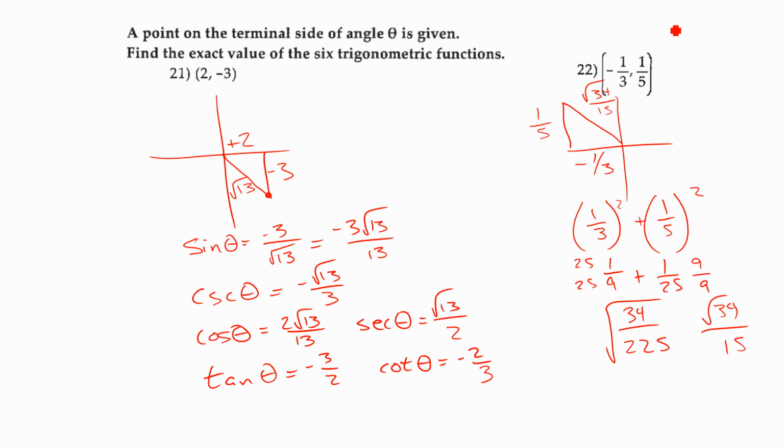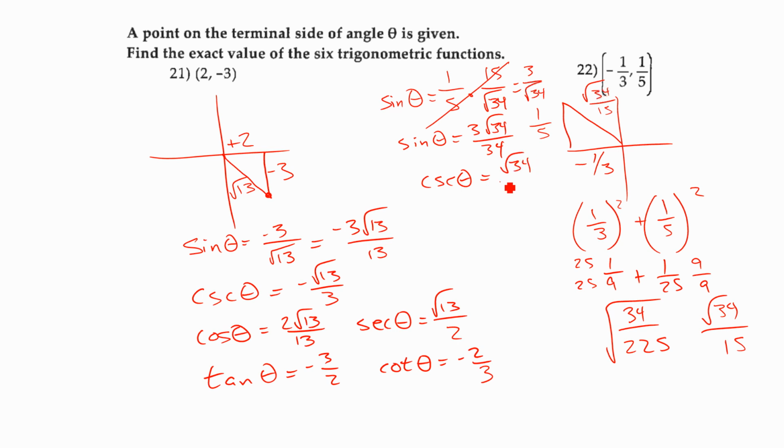So our sine, right over here, sine theta is going to be 1/5 divided by, or multiply by the reciprocal of, 15 over rad 34. So that's 3 over, when we cancel those out, rad 34. So sine theta is equal to 3 rad 34 over 34. And the cosecant theta is equal to rad 34 over 3.